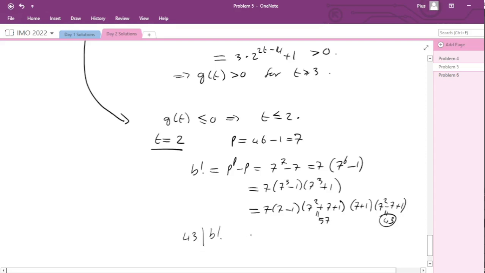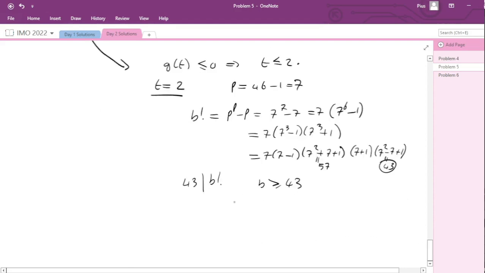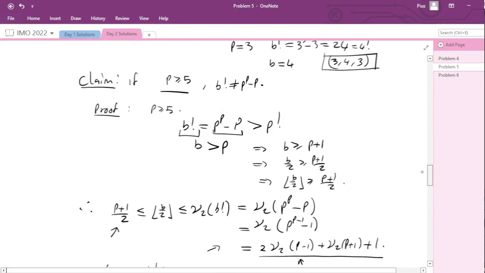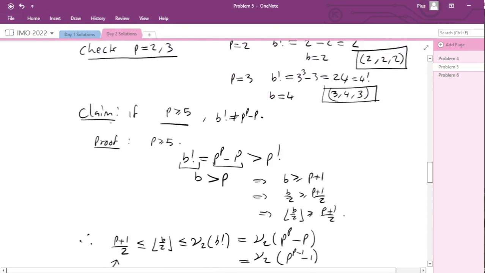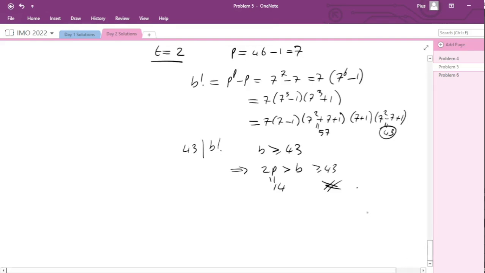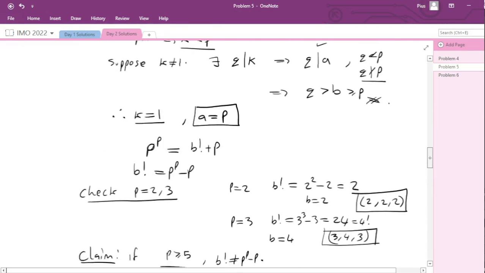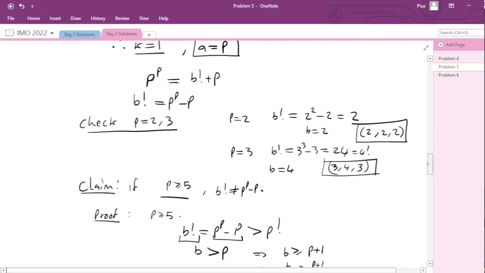So this means that 43 is going to be a prime factor of b factorial. As 43 divides b factorial, once again, I'll say that this is too big, because this will imply that b has to be at least 43, as 43 is a prime. And this means that 2p is greater than b, which is greater than or equal to 43. And 2p here is just 14. So we get a contradiction. This is a contradiction for either case, which means that we've proved our claim that p cannot be greater than 5 if it satisfies the solution.